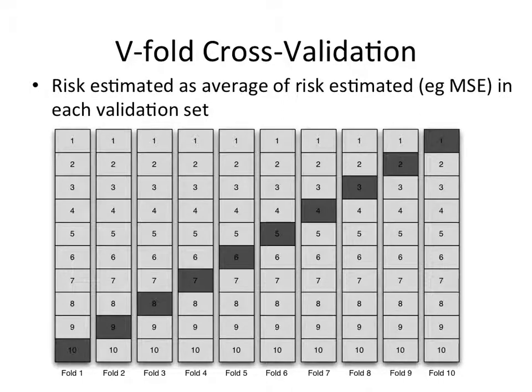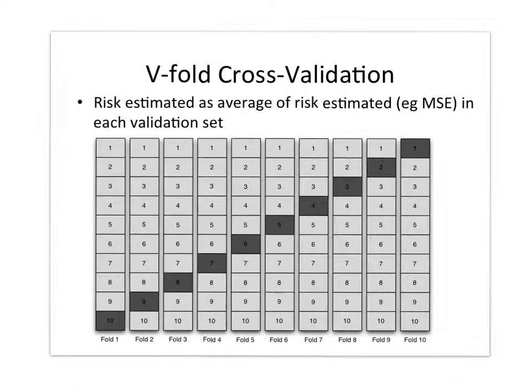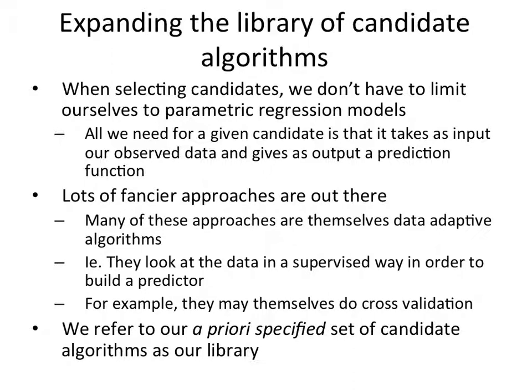Then, I already explained this. You get a risk estimate for each candidate in each validation sample. You average them across all validation samples, and you get the average mean squared error, for instance.